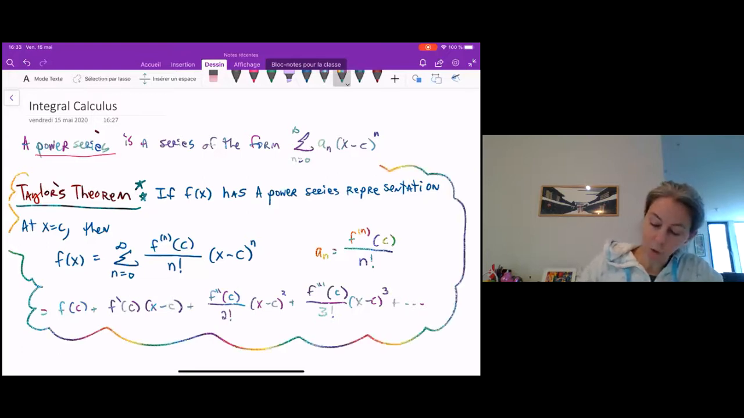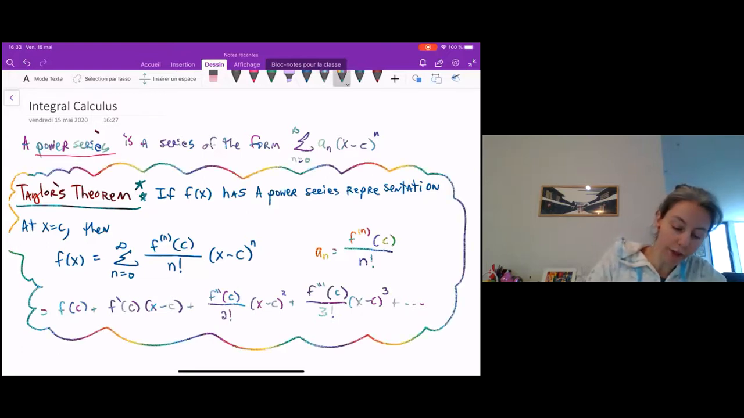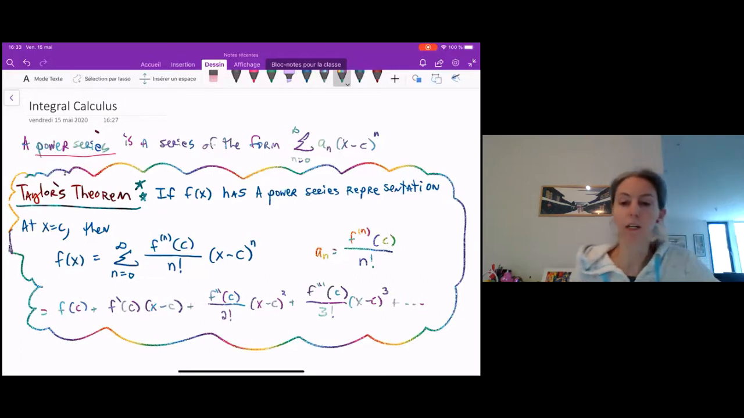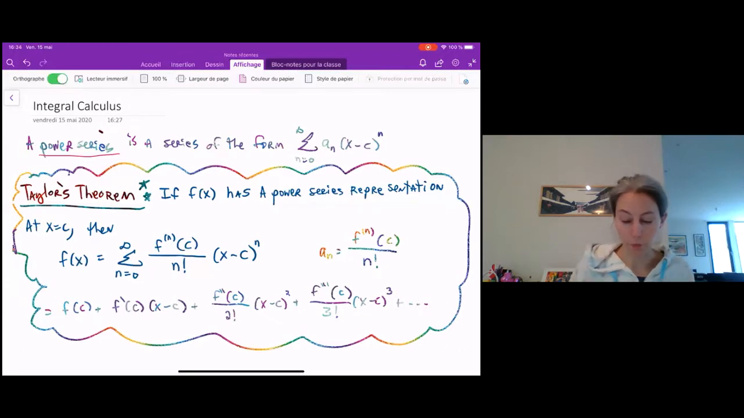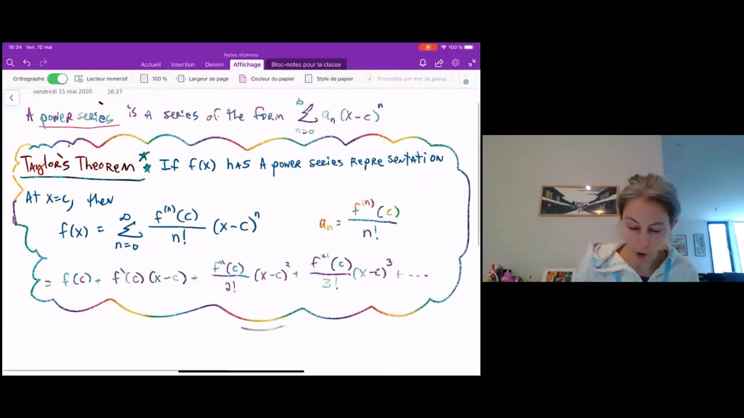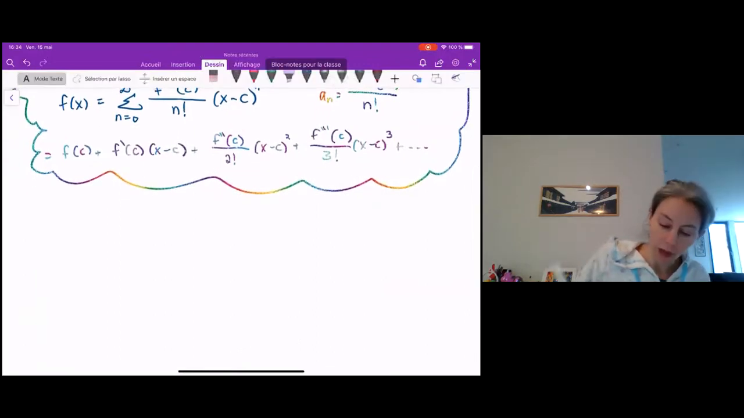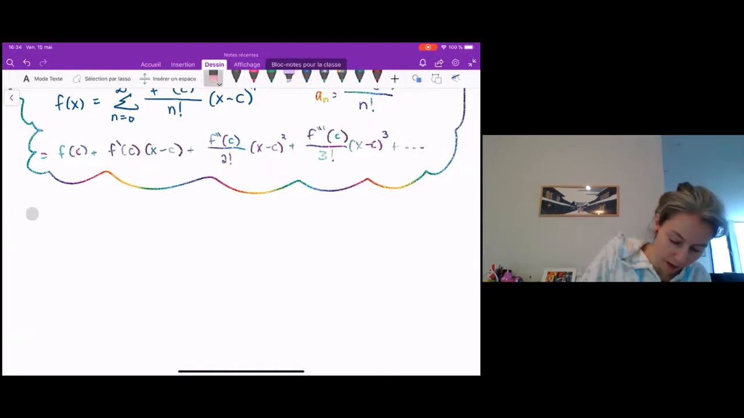And it gives me a way to find the coefficients for the power series that represents a given function. So now the question is, where did this theorem come from? How did we find that a sub n? So we're going to now derive this formula. Okay, so let's try to understand what we are actually looking for. Our derivation of a sub n.